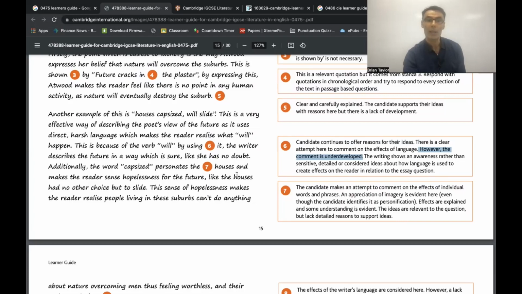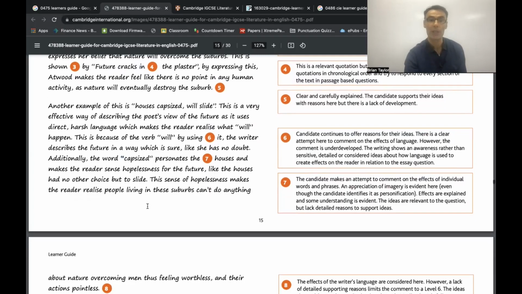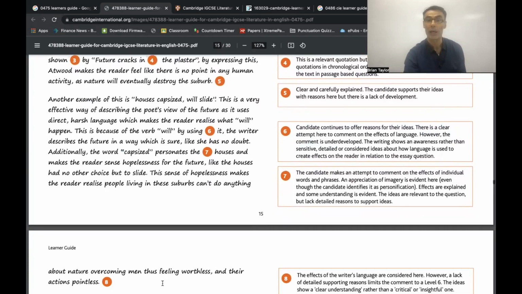And then the student does go on and say something about the word capsize. Let's take a look at that. "Additionally, the word capsized personifies the houses and makes the reader sense hopelessness for the future. Like the houses had no other choice but to slide, the sense of hopelessness makes the reader realize people living in the suburbs can't do anything about nature overcoming men, thus feeling worthless and their actions pointless." Now that's a little bit better.